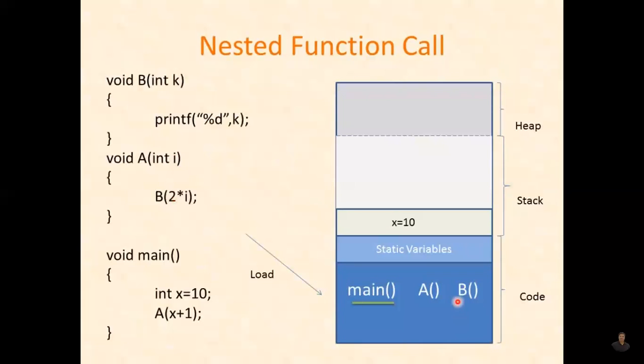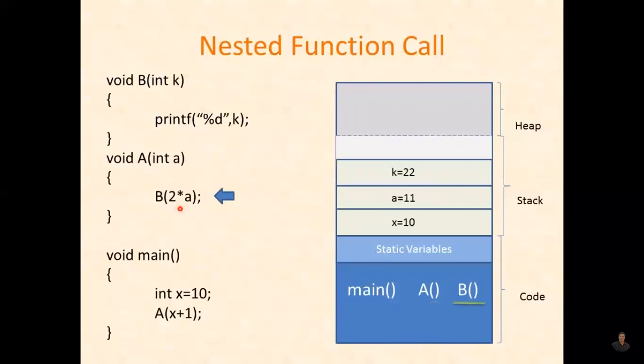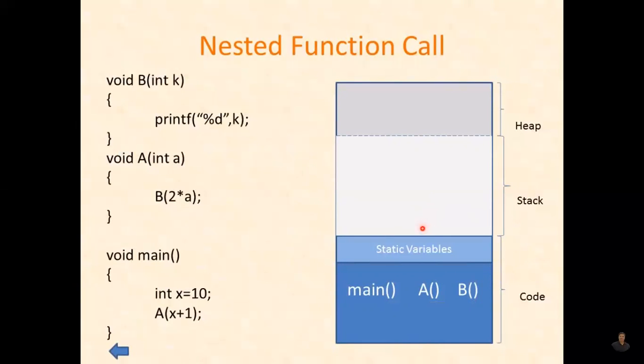The program is loaded in the main memory in the code section, and the activation record for main is created. Main calls A. A's activation record is created. A calls B. B's activation record is created. B prints K, 22. Now B ends. Its activation record is gone. A ends. Its activation record is gone. Main ends. Stack is clear.